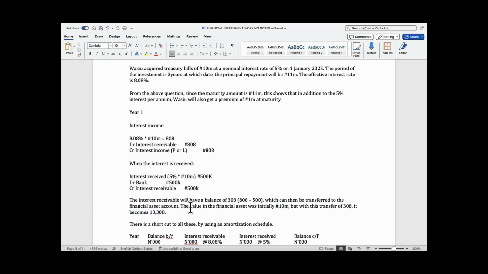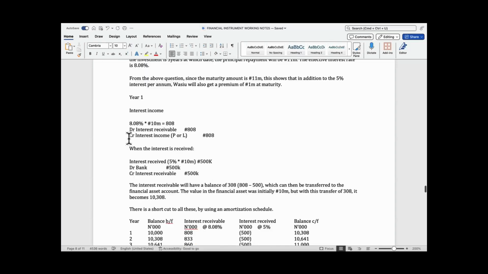And that's the end of year one. You do the same process in year two. Just that in year two now, when you're calculating your interest, it won't be 8.08% on 10 million anymore, because the balance in your financial asset account is now 10,308. So it will be 8.08% of 10,308, like that. You will do it on and on.